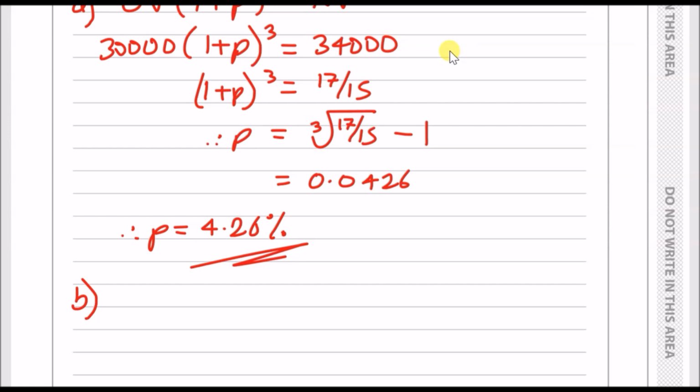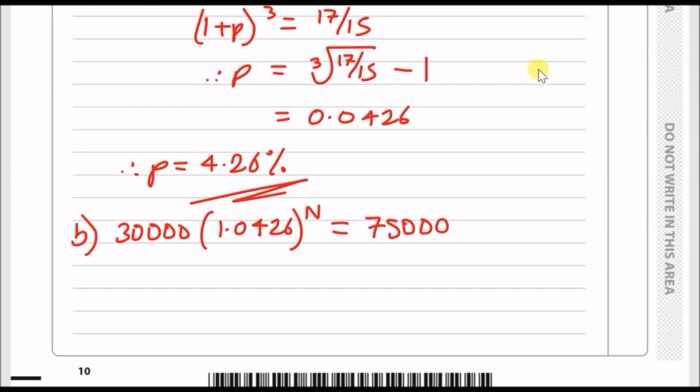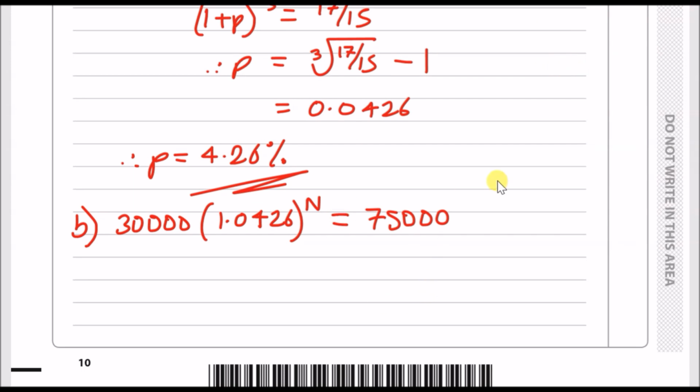Now we can say that the original value is still 30,000. 1 plus p is literally 1.0426. We don't know how many years because they said capital N, and it's supposed to exceed 75,000. But we're just going to use the equal sign for now, yeah? So no big deal. Now all you want to do here, guys, is the same thing, except now we're trying to find n. So to do this, first divide 30,000 across. You're going to have 1.0426 to the power of n equals all of this over 30,000. That's just 75 over 30 basically.